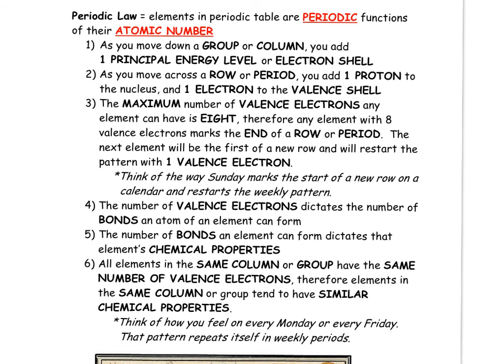Alright, periodic law. The definition of periodic law says that elements in a periodic table are periodic functions of their atomic number. Remember, Henry Moseley arranged them according to atomic number. Don't get confused. Dmitri Mendeleev started with atomic mass, but today's periodic table arranges the elements according to atomic number. Now, there are 6 bullets here: 1, 2, 3, 4, 5, and 6. We're going to talk about these bullets in the next slides as we go through this.